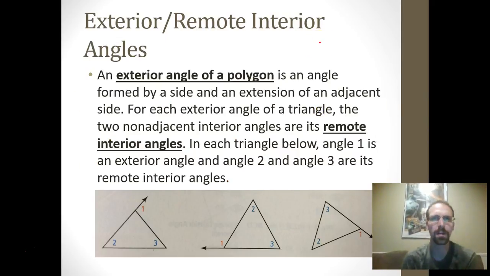Next we have exterior and remote interior angles. An exterior angle of a polygon is an angle formed by a side and the extension of an adjacent side. For each exterior angle, there are two non-adjacent interior angles, and we call those its remote interior angles. So for example, angle 1 is an exterior angle, and angles 2 and 3 are its remote interior angles. So angle 1 is exterior, angles 2 and 3 are the remote interior. Same here with these, and 1, 2, and 3 with that.